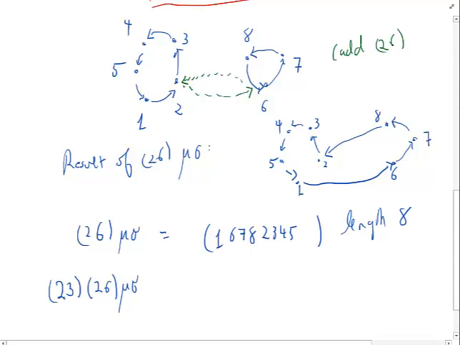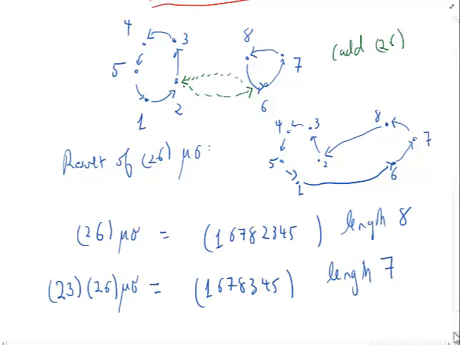Well, I draw that same cycle, but (2 3) would mean that instead of 8 going to the 2, we go directly to the 3. And 2, instead of going to the 3, would stay at 2. So this would basically take the 2 out of the cycle and give you (1 6 7 8 3 4 5). And that's a cycle of length 7.